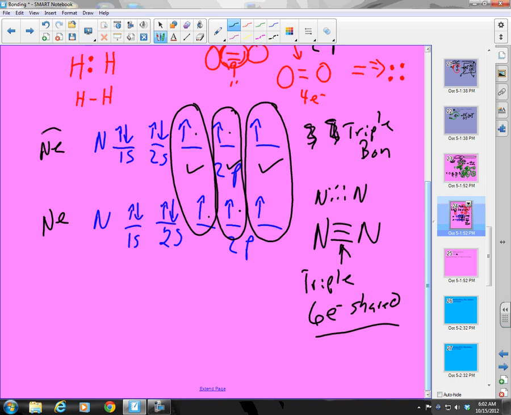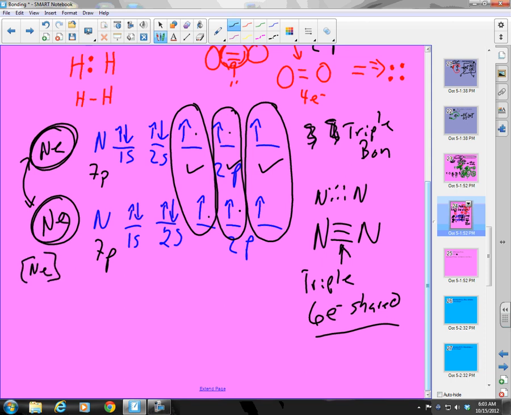Now, when I write this, remember, I'm not saying that nitrogen becomes neon, because what makes nitrogen nitrogen? Well, 7 protons, right? Did I change my protons? No. What am I doing? I'm playing around with my valence electrons by sharing or transferring. And this neon only means that they have a neon core now for their electron configuration.